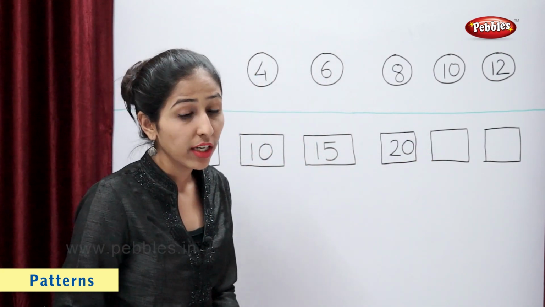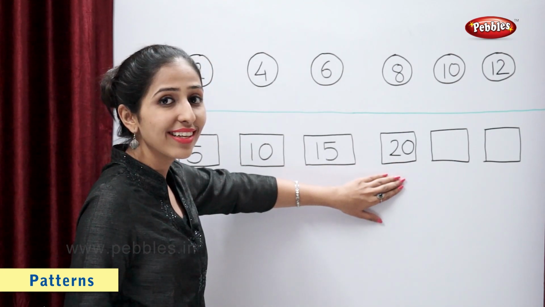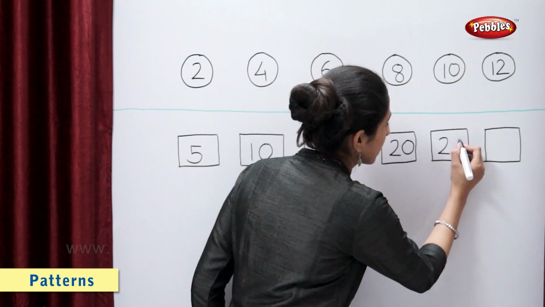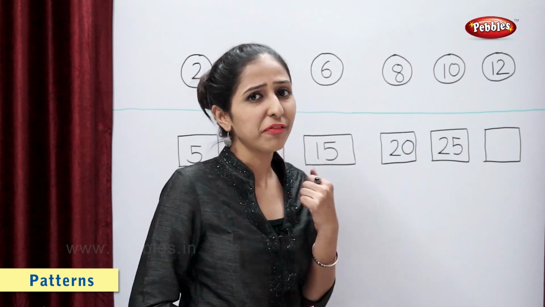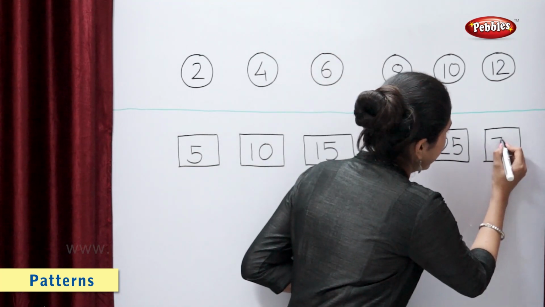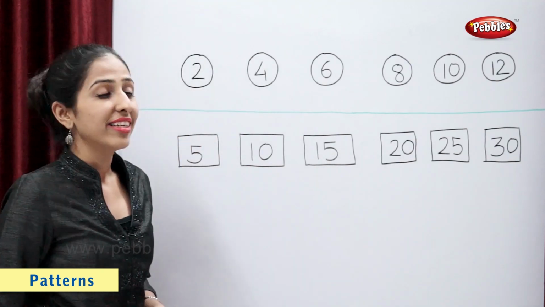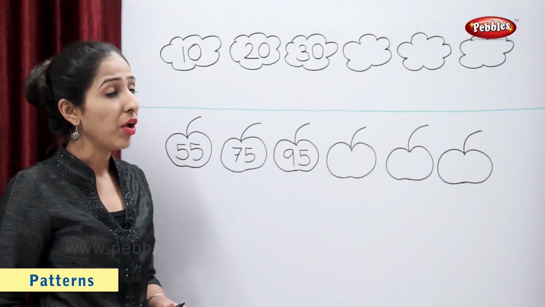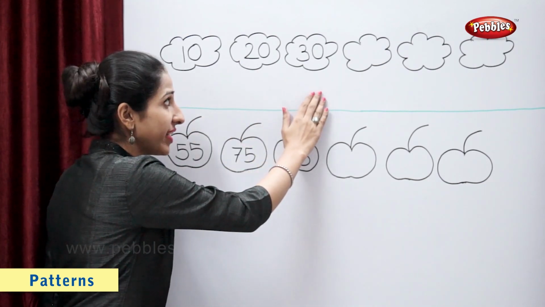Very well done. Now tell me, which number will come after number 20? Correct. Number 25. Now, what is after 25? Correct. Number 30. This pattern is complete. Now, we have number 10, 20 and 30.